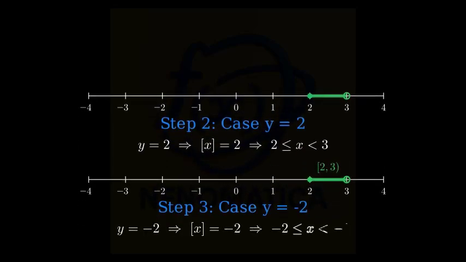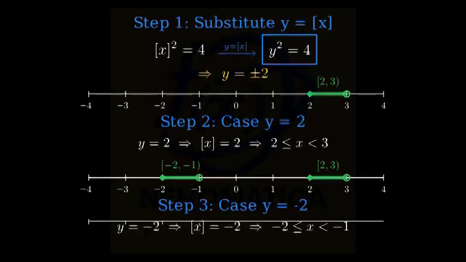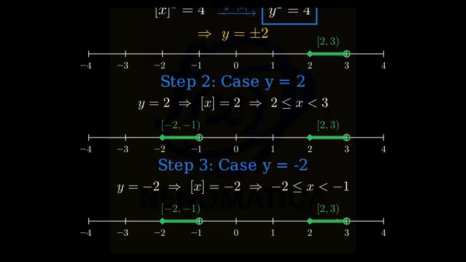That gives floor of x equals negative 2, which translates to negative 2 is less than or equal to x, and x is less than negative 1. We'll add that interval on the same number line with a closed endpoint at negative 2 and an open endpoint at negative 1. For intuition, pick a sample on each interval.